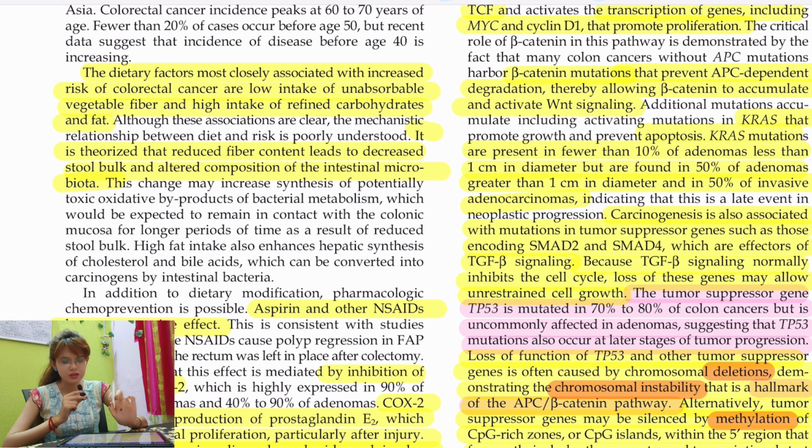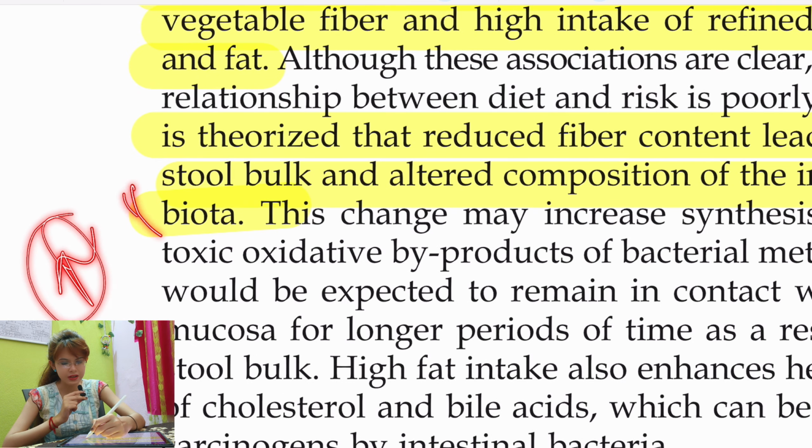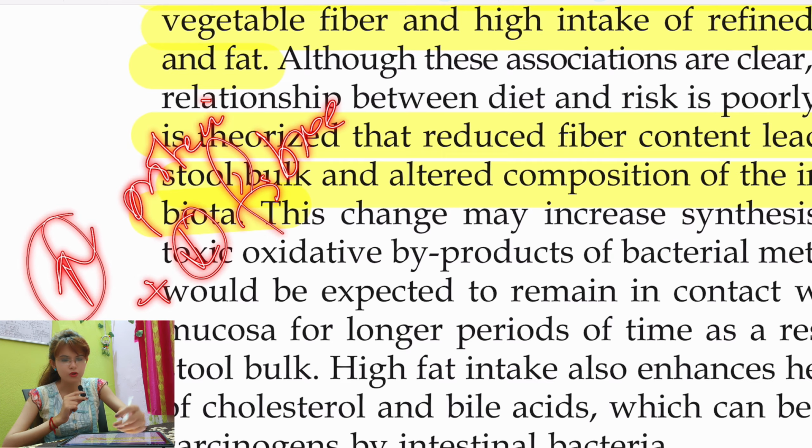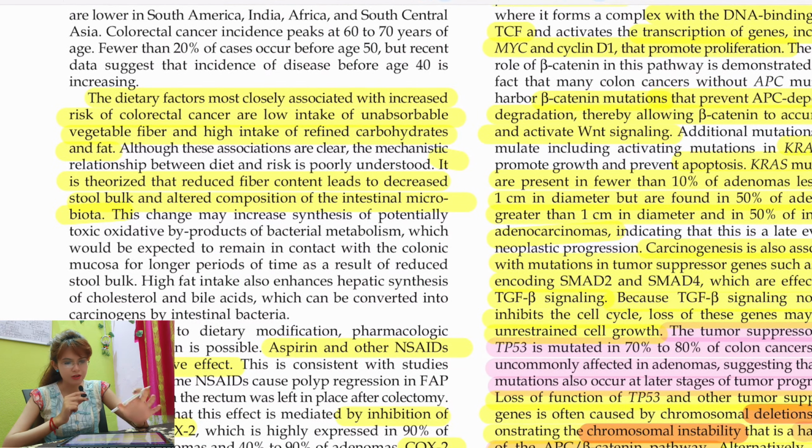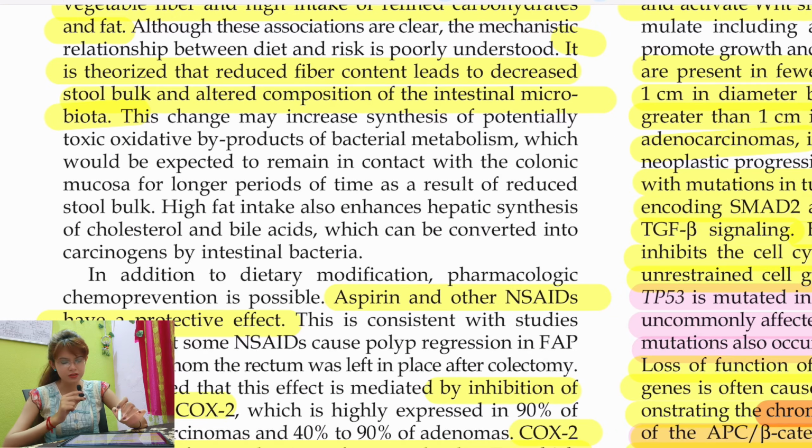Now I've already mentioned in one of my previous videos that if there is an increase in protein intake along with a decrease in fiber, then that will lead to colon cancer. If your diet consists of an increased amount of protein and a decreased amount of fiber, then that carries a risk for developing colon carcinoma. It is theorized that reduced fiber content leads to decreased stool bulk and altered composition of the intestinal microbiota, which gives rise to this particular cancer.